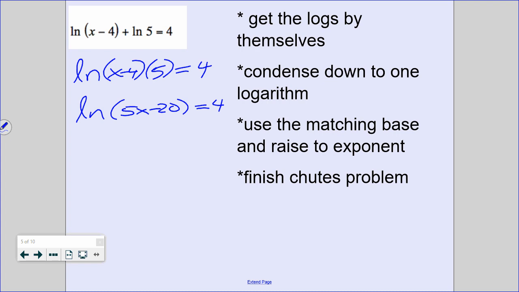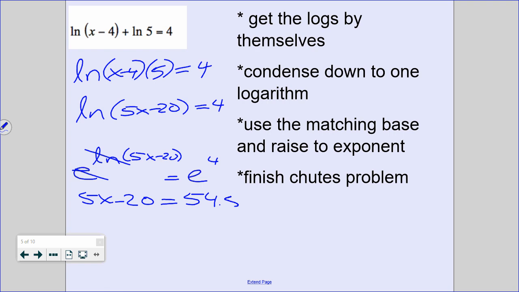So how do I get rid of an ln? What's its base? e. Definitely need your calculator here. So we do e to the ln of 5x minus 20 equals e to the 4th. Well, ln and e cancel. We're going to go 4 decimal places, which is 54.598.